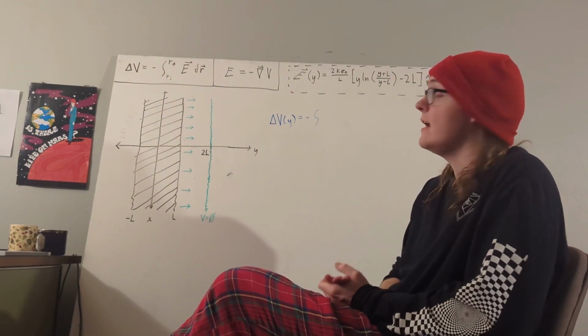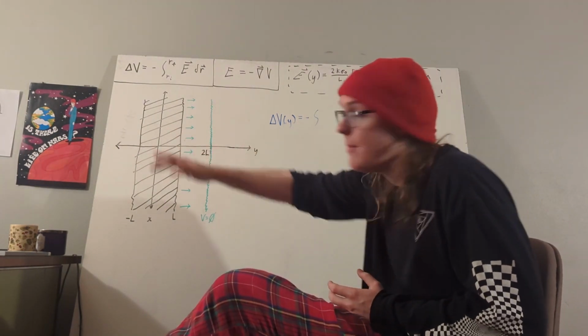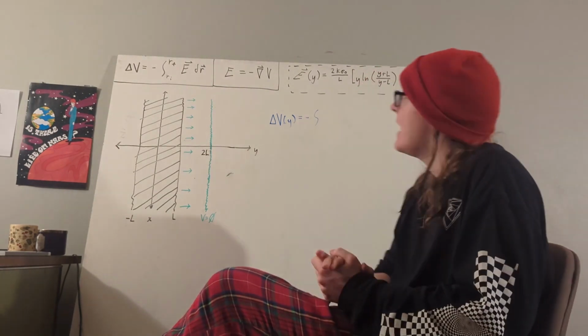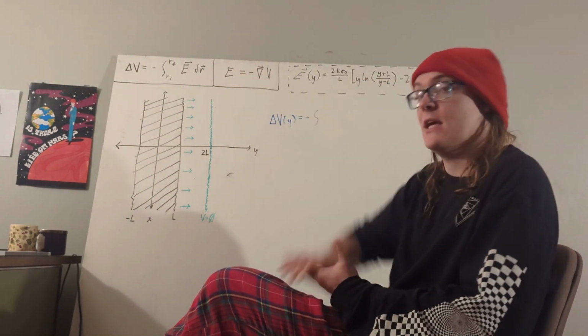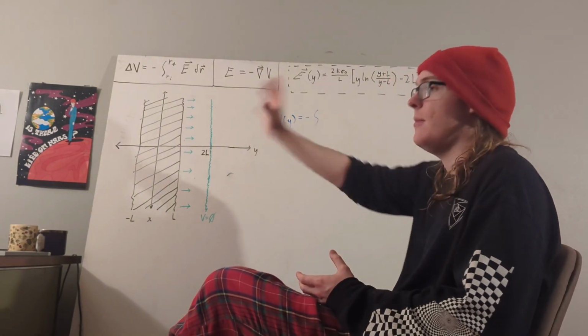Now that we've got our lovely electric field equation with respect to y, what we're going to want to go ahead and do is find the voltage potential for any spot on this y-axis from our charge strip. Now, how we're going to go about doing that is by taking the integral of the electric field with respect to some dr vector, a distance away from our charge source.